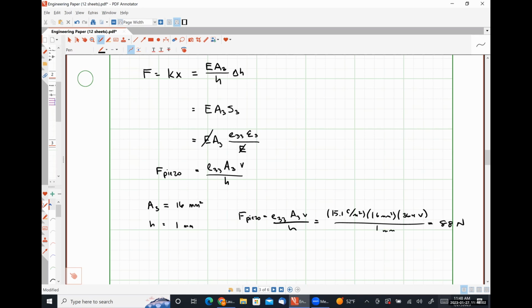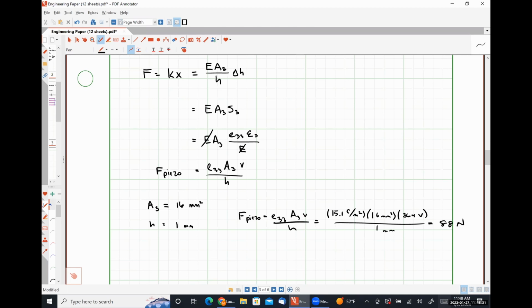Because we are stretching a material that really doesn't like to be stretched a whole heck of a lot. That's why it took so much voltage, right? We can generate pretty large forces with piezoelectric actuators. This is probably the biggest benefit. All right, so that is what longitudinal actuation looks like.